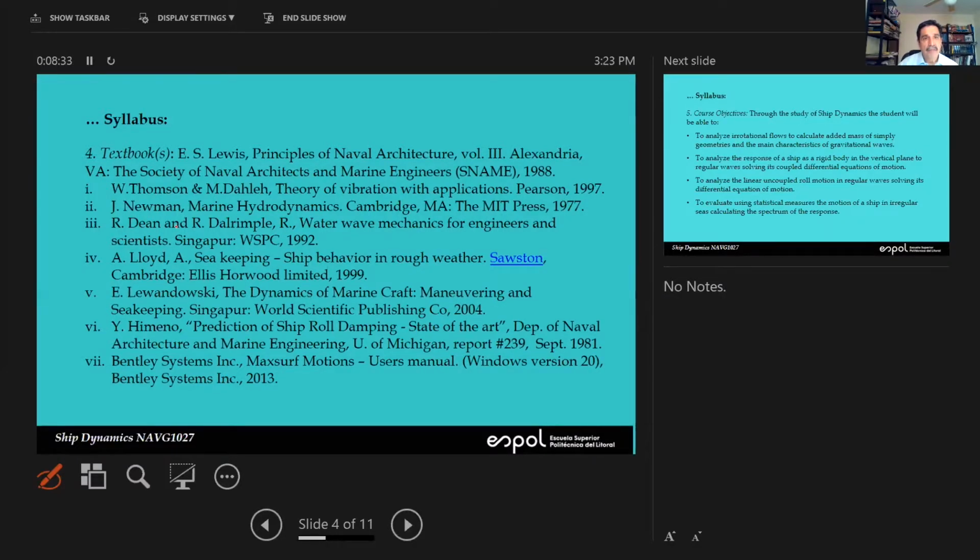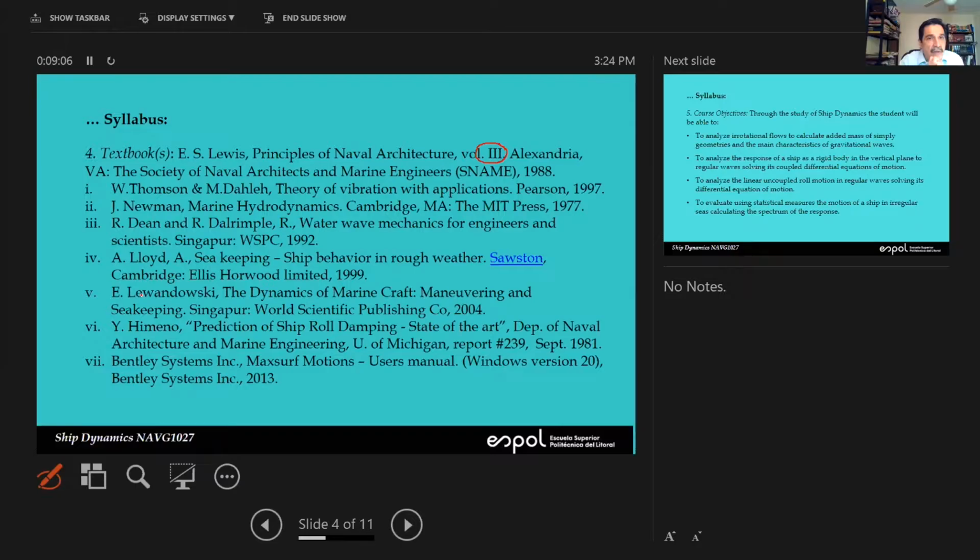Okay, these are the references that we will be using. At the top, of course, our very well-known PNA, volume 3. This is the volume that we will be using. The volume 3 has 2 chapters. One is ship dynamics, and the other is ship responses in waves. And the other is ship maneuverability. So we are going to be using the first chapter in that volume. And then we have some references, 7 references.